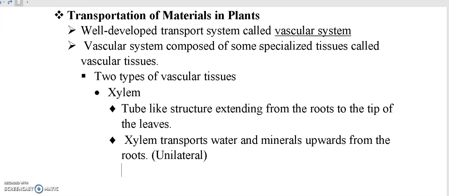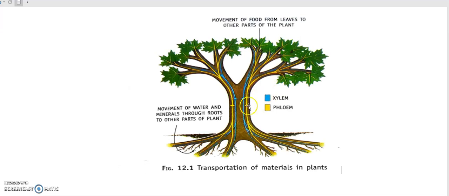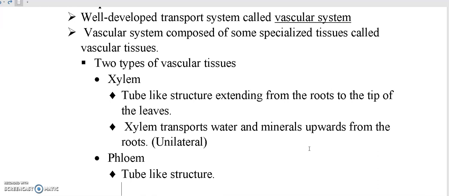Now let's talk about phloem. Phloem is also a tube-like structure, as you can see here in the yellow part. But these tube-like structures move from the tip of the leaves towards the root. So they go from the tip of the leaves to the roots. So what is phloem? It is a tube-like structure again.